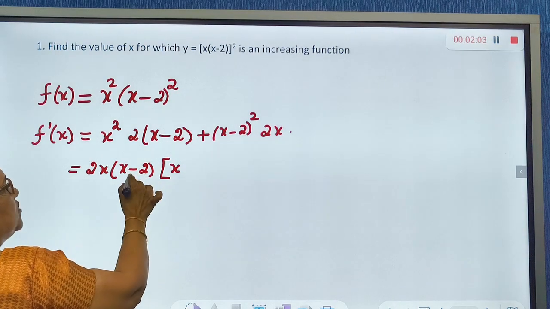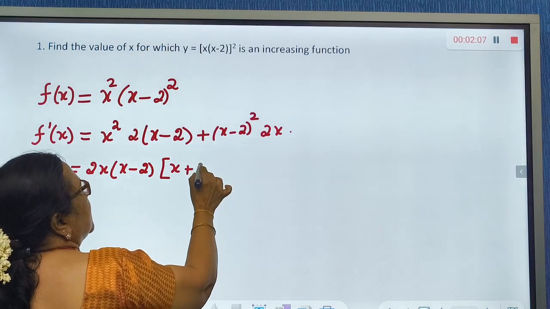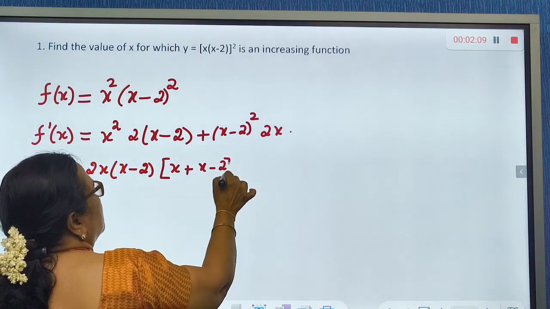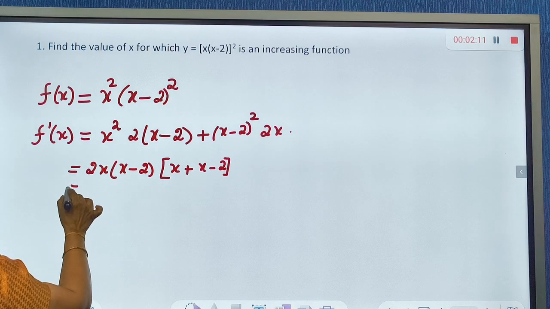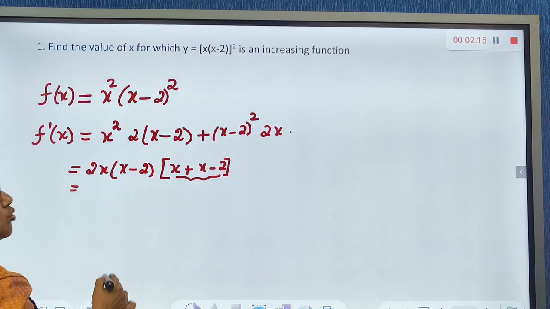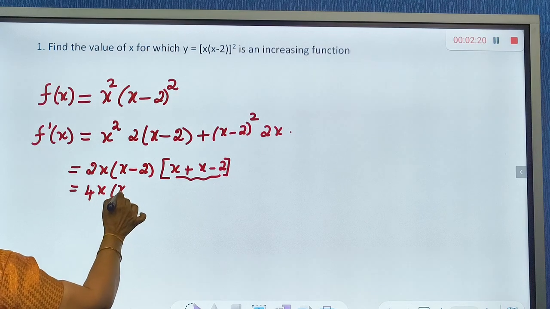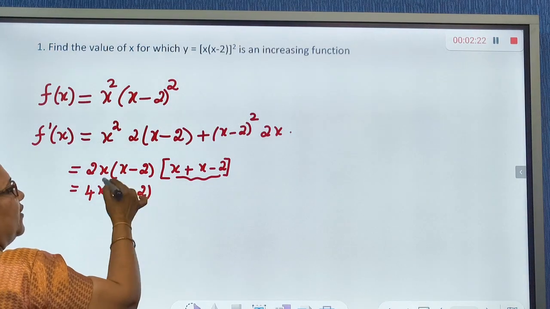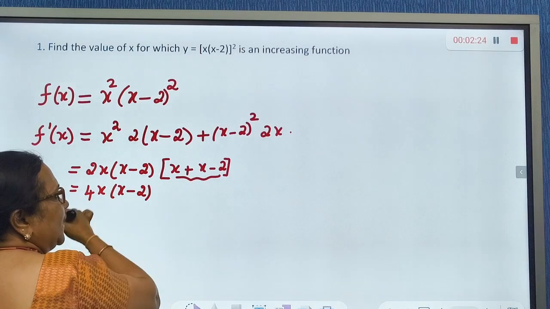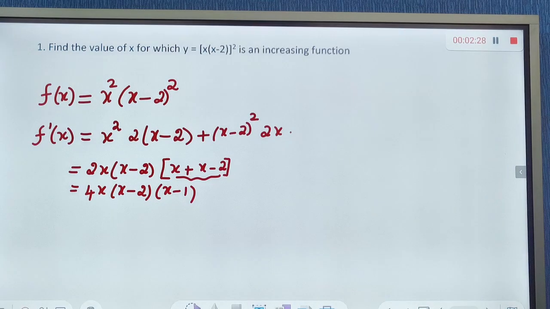Here I have taken x minus 2, I have taken 2x. So I'll be left with x plus x minus 2. So this is again 2x minus 2. So that 2 I can take and combine. I'll get 4x, x minus 2. This is 2x minus 2. When I take out 2, I will get x minus 1. So this is the derivative.